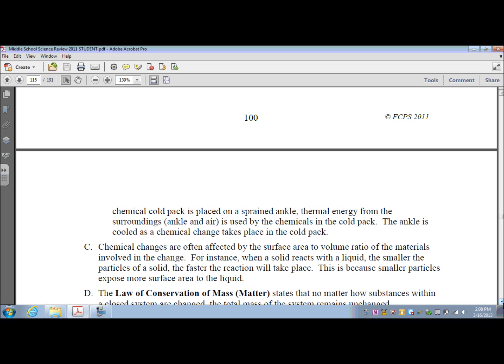For example, when a chemical cold pack is placed on a sprained ankle, thermal energy from the surroundings, the air and the ankle, is used by the chemicals in the cold pack. The ankle is cooled as a chemical change takes place in the cold pack.